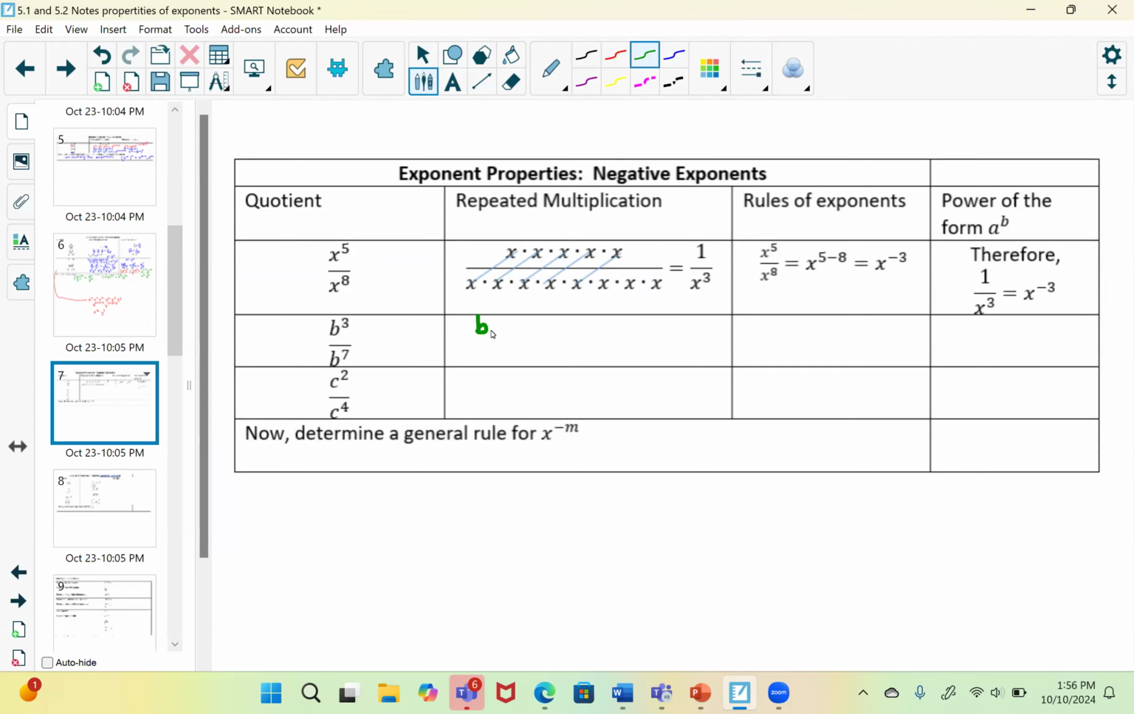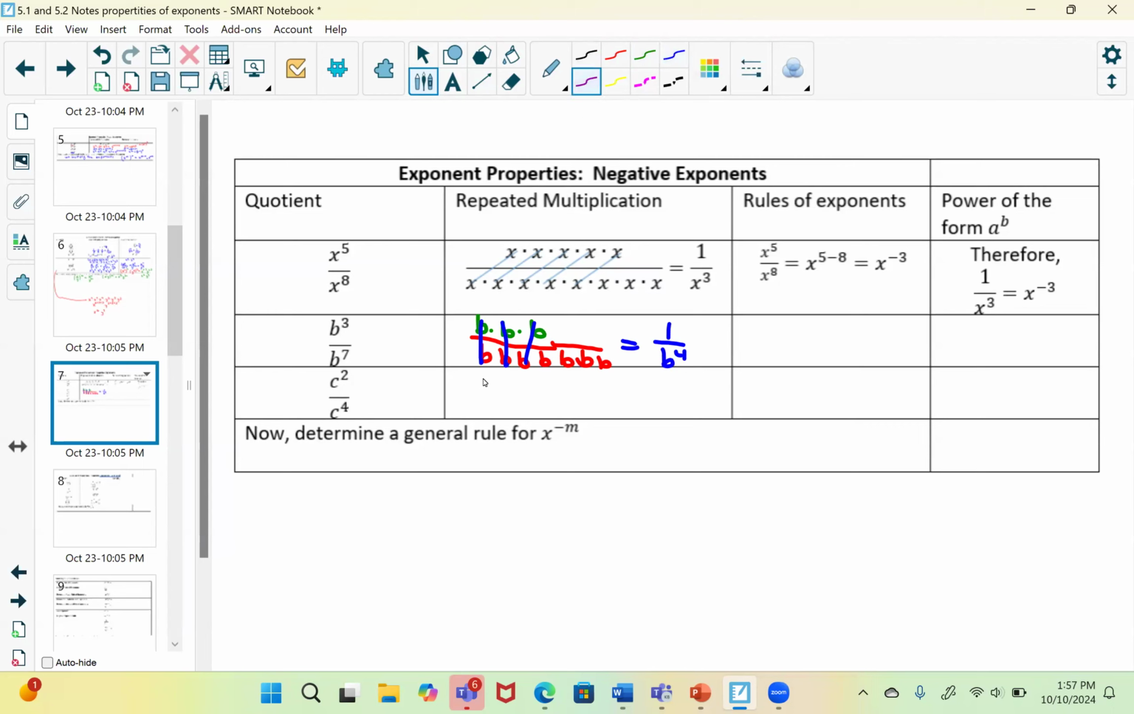So b cubed would be b times b times b. B to the 7th would be b times b times b times b, 7 times. Cancel. So 1 pair of b's, 2 pairs, 3. Okay, I would have 1 in the numerator since all the b's canceled, and I have 4 left, so b to the 4th in the denominator.